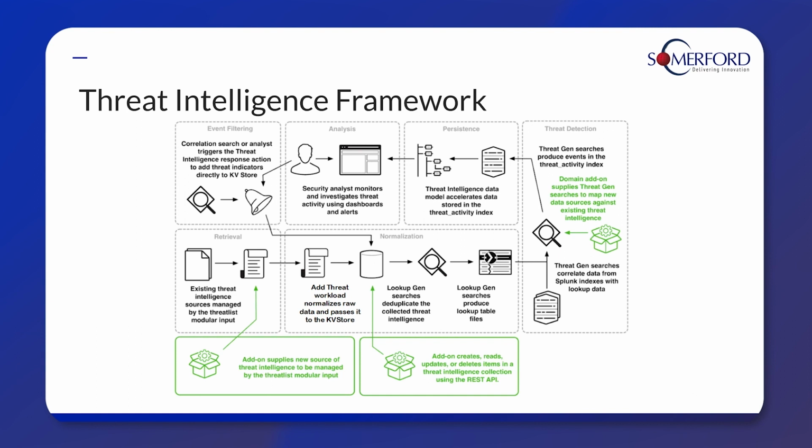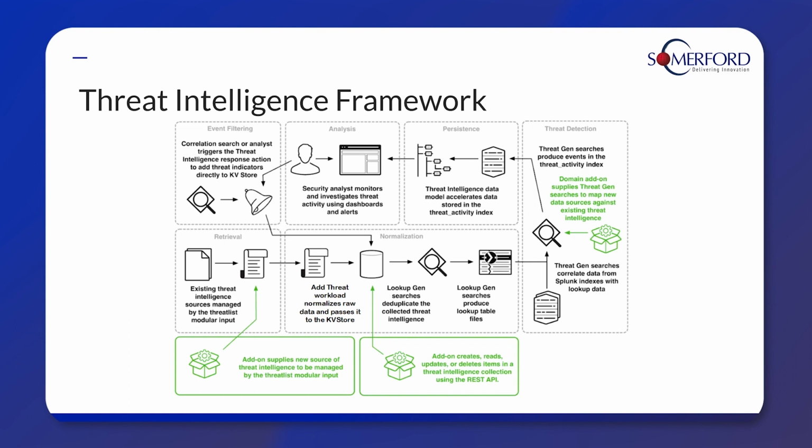So what we've got now is a range of threat intelligence at this stage, which has been normalized and stored in appropriate lookup tables, ready to be searched. And this brings us to the next stage of this process, and that is threat detection. At this stage, threat generating searches will correlate data in Splunk indexes against data held within the threat intelligence lookups. So they're looking for matches at this point. And if any correlations are made, then the information that's generated is stored in the threat activity index.